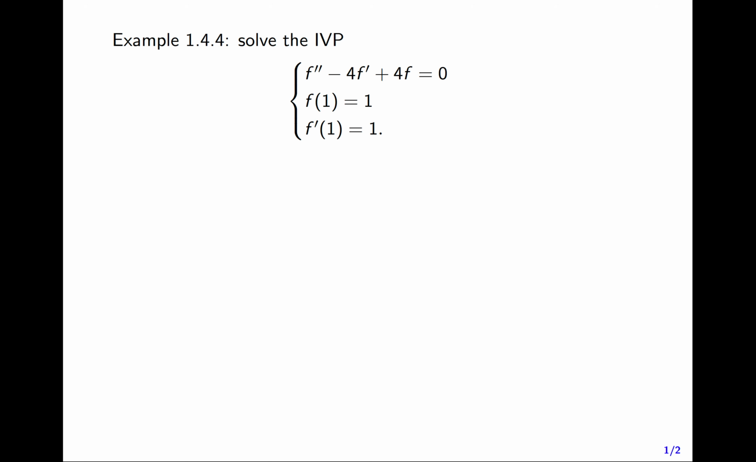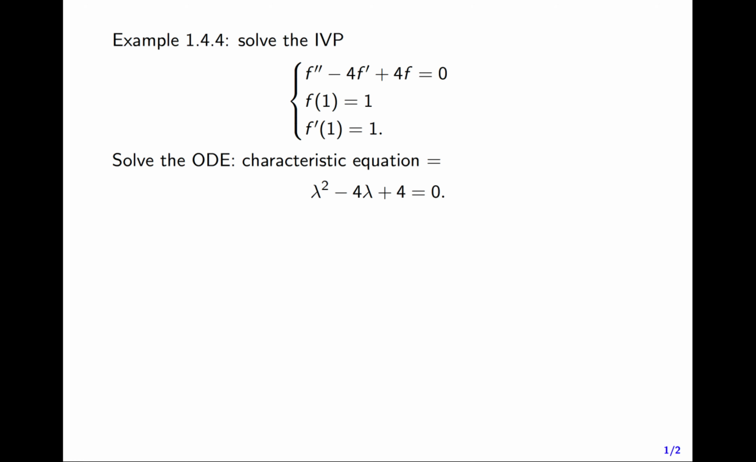Hello, and welcome to example 1.4.4. We are going to solve the initial value problem, f double prime minus 4f prime plus 4f equals 0, with initial conditions f of 1 equals 1 and f prime of 1 equals 1.